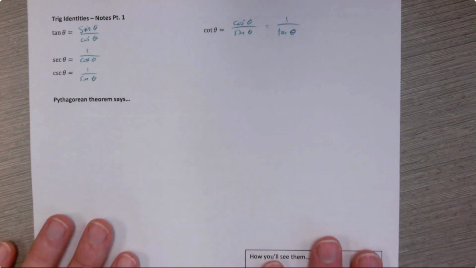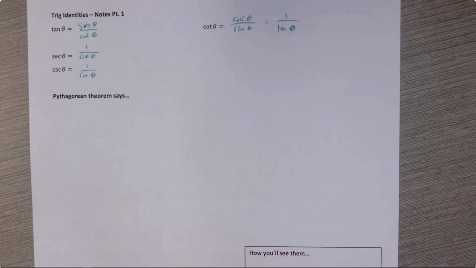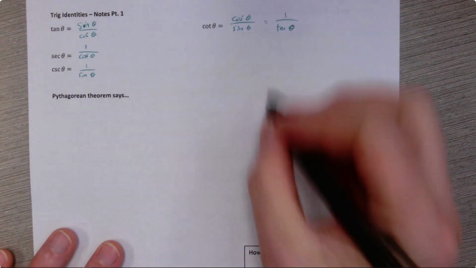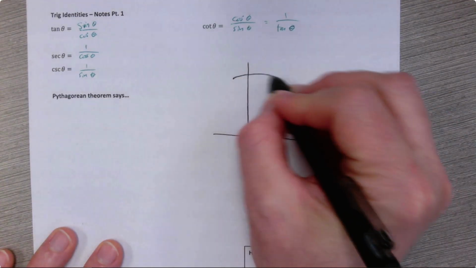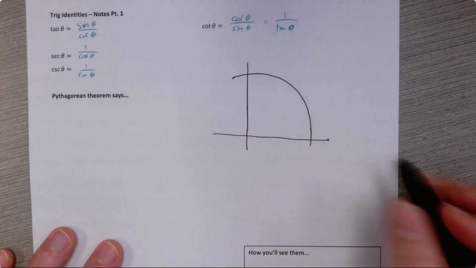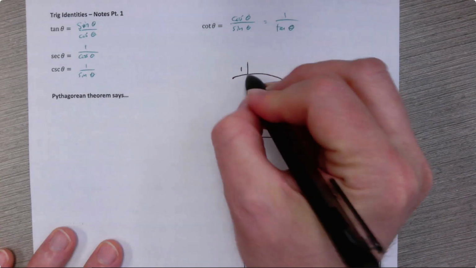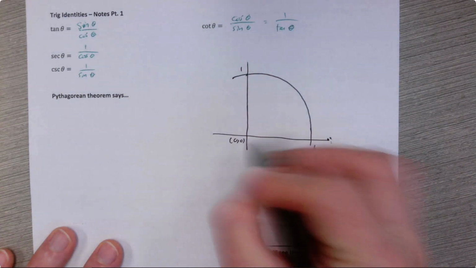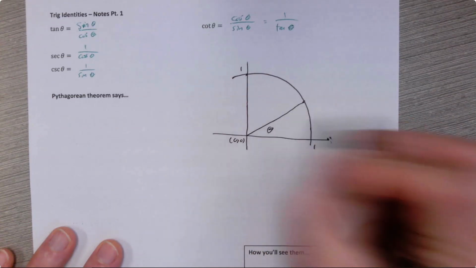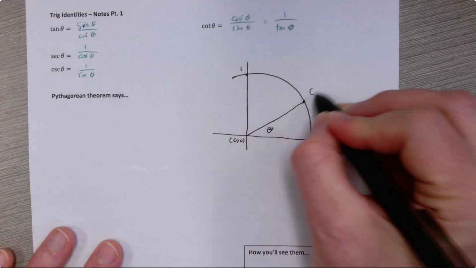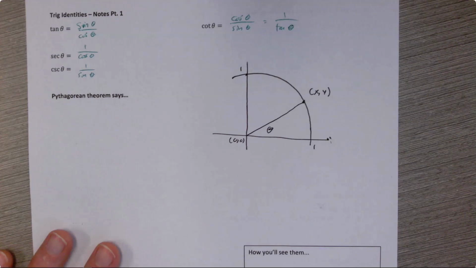Okay, I'm going to start with the most important of all the identities. It's called the Pythagorean identity. Like 40% of all math is just the Pythagorean theorem. Go ahead and fill in a circle. This is supposed to be a unit circle, so that's 1 and that's 1. This is 0, 0 here. Go ahead and fill in a point and an angle. These are coordinates x, y.